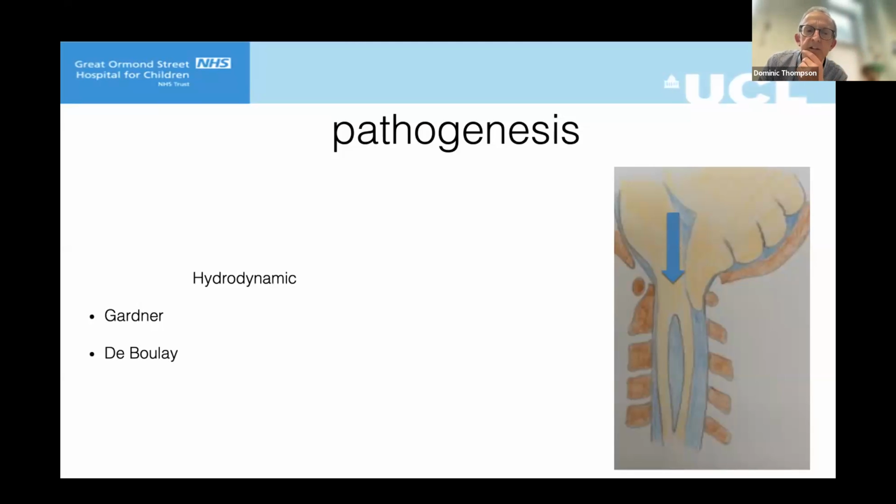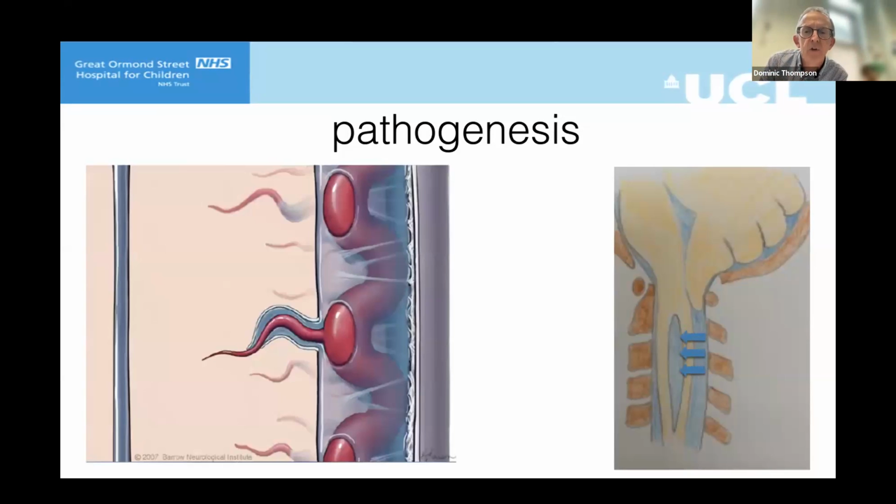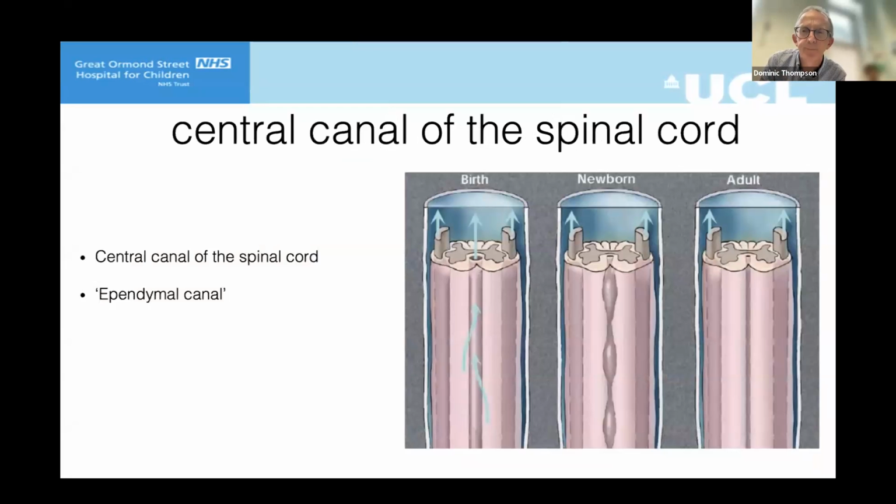And this was the theory proposed by Georges de Boulay and Gardner many years ago. However, a more contemporary theory is that the origin of the CSF, rather than being within the neuraxis, is from without, and that there's a pressure gradient that gradually forces CSF along the perivascular spaces. You get either obstruction or turbulent flow in the subarachnoid spaces.